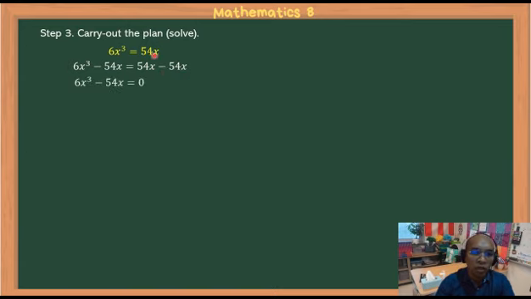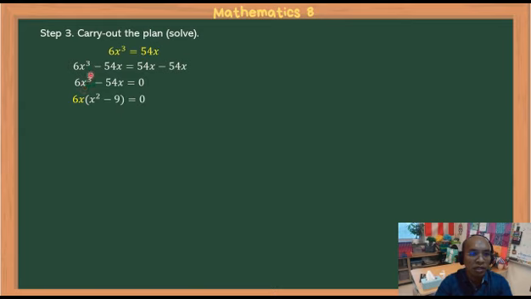So in other words, this quantity at the right side of the equation, which is 54x, if it is being transposed to the left side, it will change into negative 54x. So what quantity is left at the right? That is only 0. We will factor this given expression. So the common monomial factor of 6x cubed minus 54x is 6x.